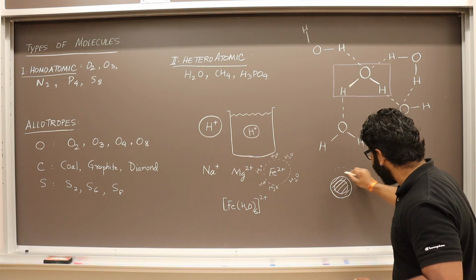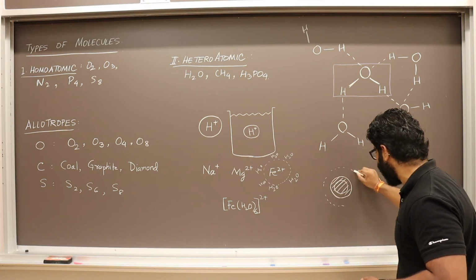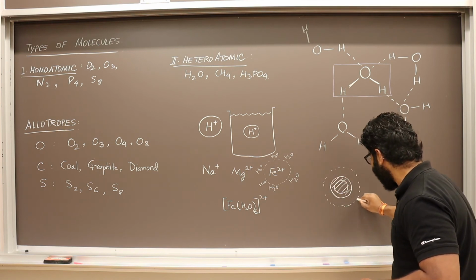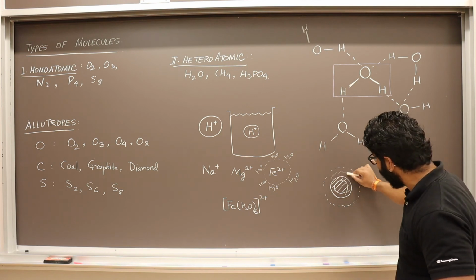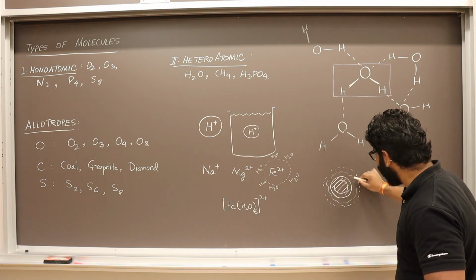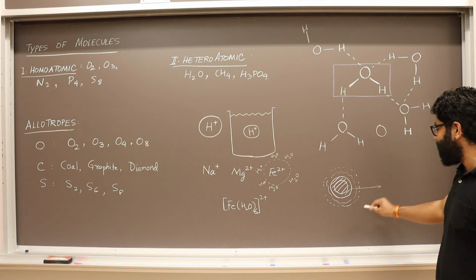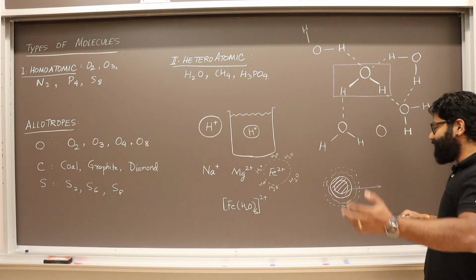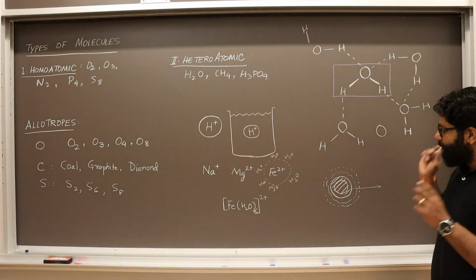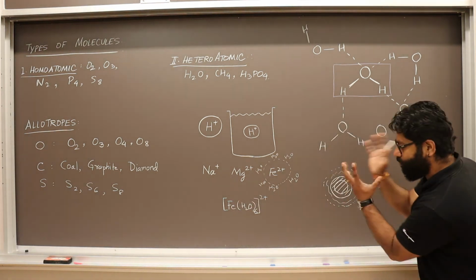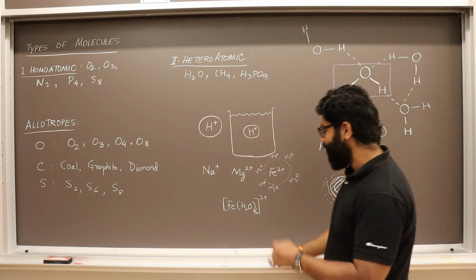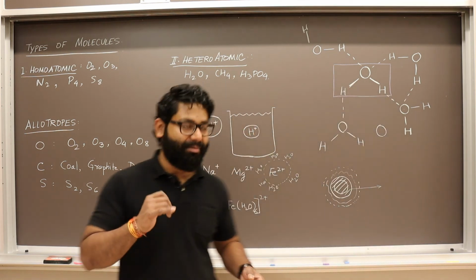Now there can be diffused H2O layers too. There can be mild interactions in this diffused layer, but it dies off with distance. The more you move out, the more that interaction dies off. But the inner core is extremely stable. So we should understand this concept.